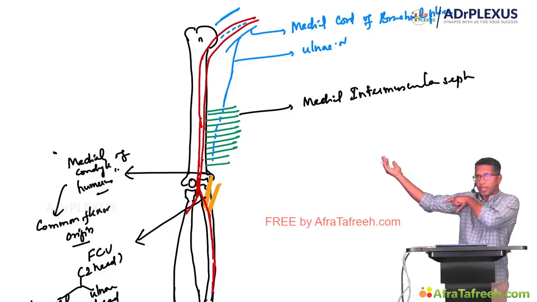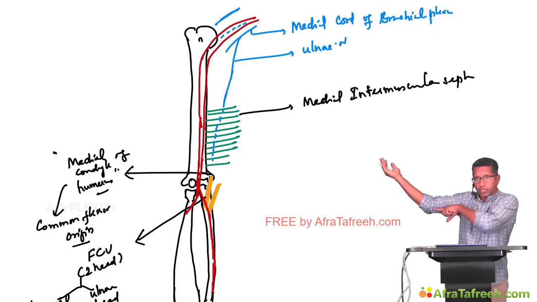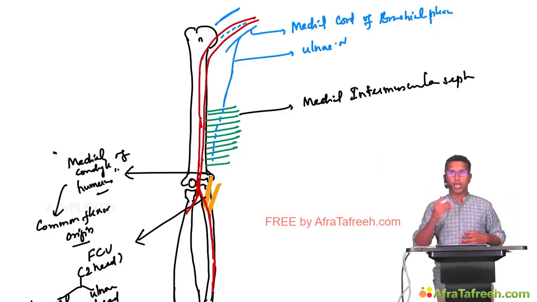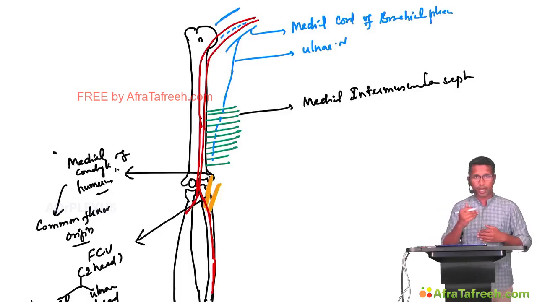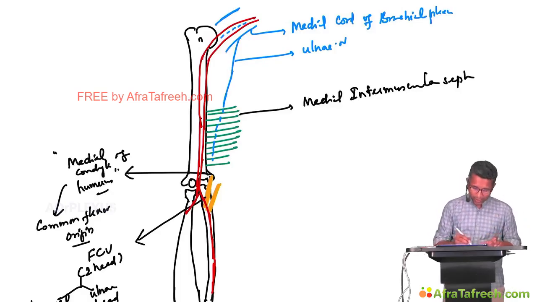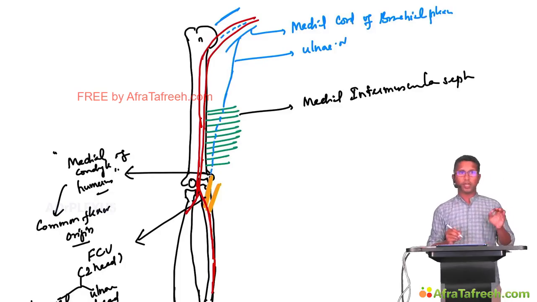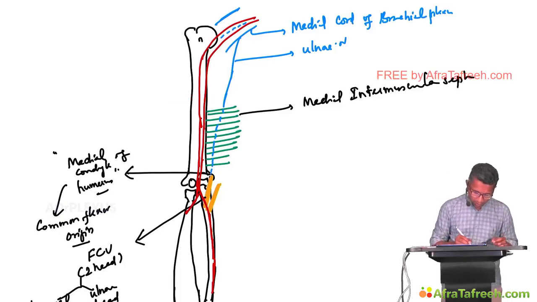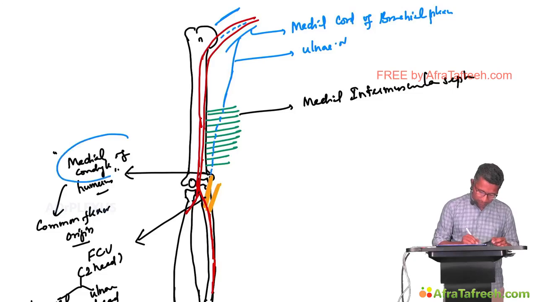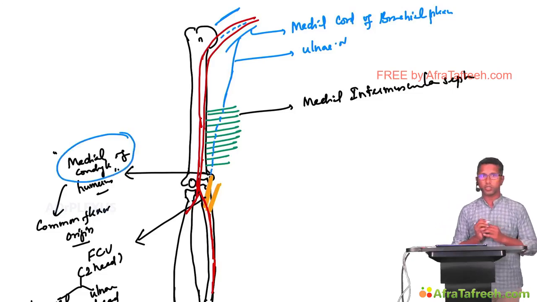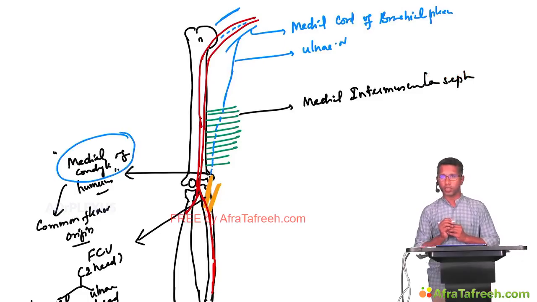It pierces the intermuscular septum and becomes a posterior structure, and now when it runs in the arm and reaches the elbow, it runs behind this bone. What is this bone called? This bone is called the medial condyle of the humerus. It is running behind the medial condyle of the humerus. So please remember guys, the ulnar nerve is very close in relationship with the medial condyle of the humerus.